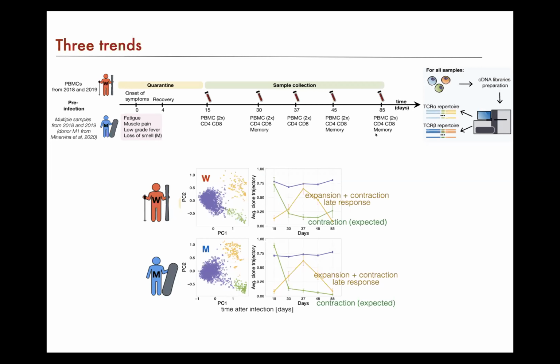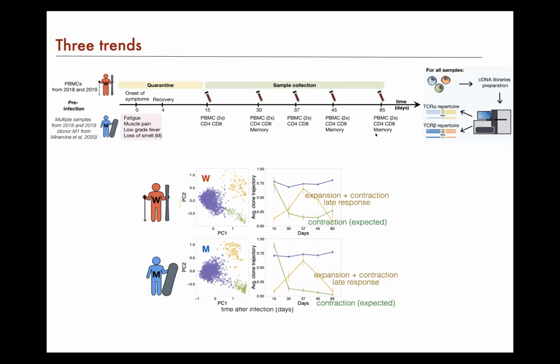Then the RNA was extracted, and TCR alpha and beta repertoires were sequenced independently. Additionally, for these 2 donors, we have 2 time points pre-infection from 2018 and 2019. So we'll use that later.